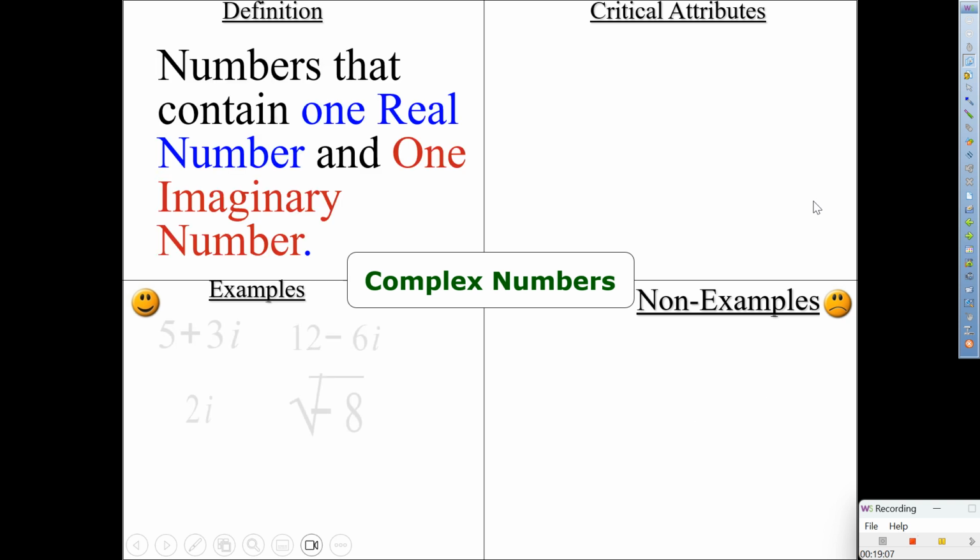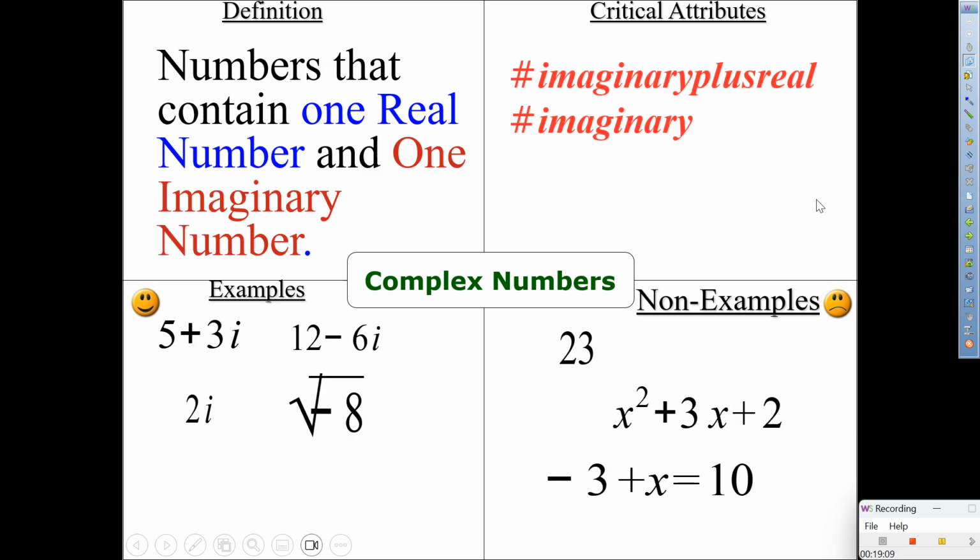So, copy this hashtag right here. Hashtag imaginary plus real, hashtag imaginary. So if you have an imaginary number by itself, you know that the real number has to be 0, and imaginary plus real, then that's your complex number. Okay? We good? Yes? All right.